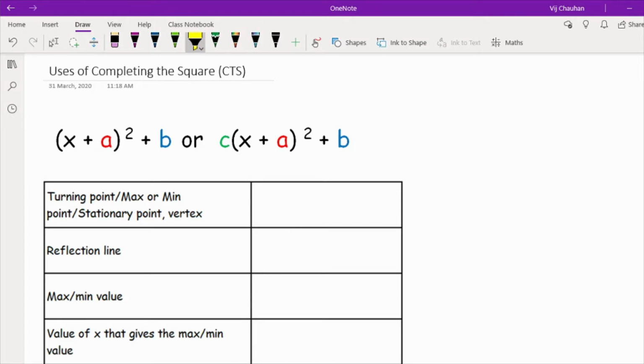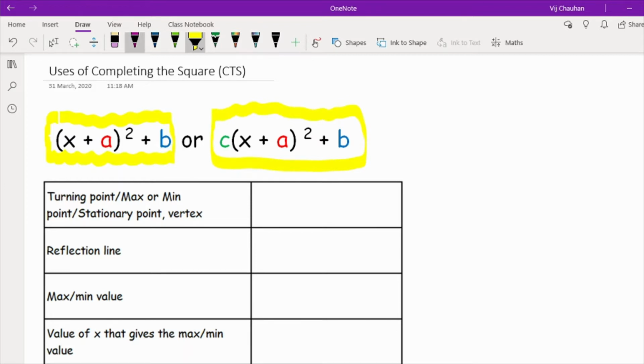Now, hopefully you are able to factorize a quadratic equation in the form of completing the square. So either be in this form here, where your coefficient of x squared is going to be 1, or it's going to be in this form here, where your coefficient of x squared was originally not equal to 1.